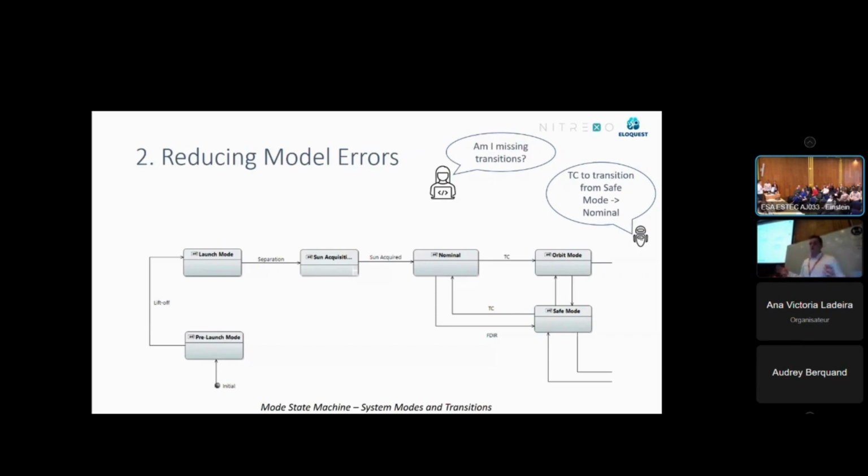Imagine a system where you have tens or hundreds of modes and however many more transitions between those modes. These things, as humans, we struggle to identify. It's a very laborious verification process. So let's use large language models to help us with that.